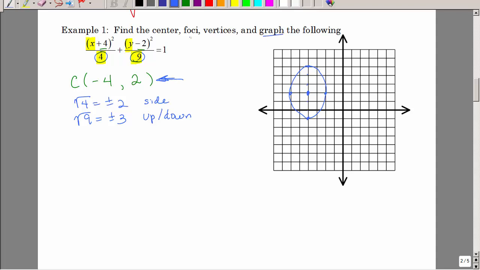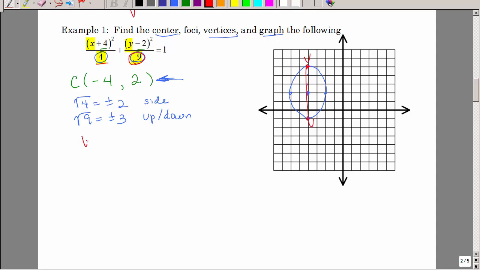So I've graphed it, I found the center. Now what about the other stuff? Well, let's look at those vertices. What are the vertices? The vertices are the endpoints of the major axis. How do I know that's the major axis? Because it's the biggest. 9 is bigger than 4 and it was underneath y. So those are our vertices.